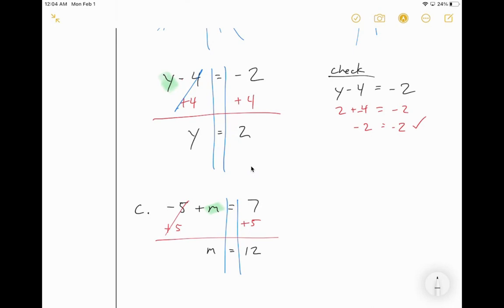And we could do the check a little bit quicker now. We could say, okay, well, -5 plus 12 should equal 7. Is that true? Yeah, 7 equals 7. So that checks out. I can do my check really quick and easy there.